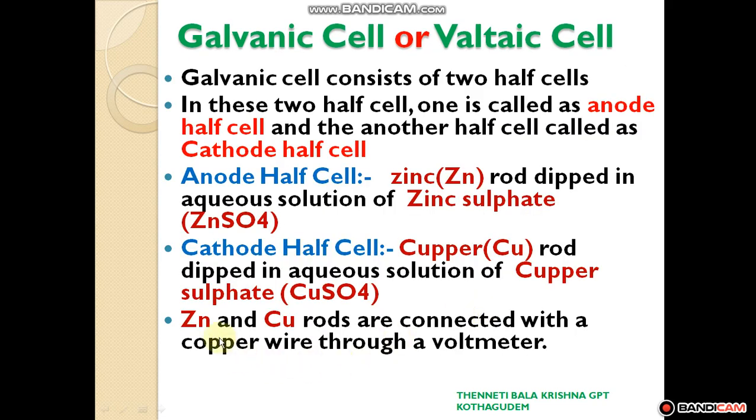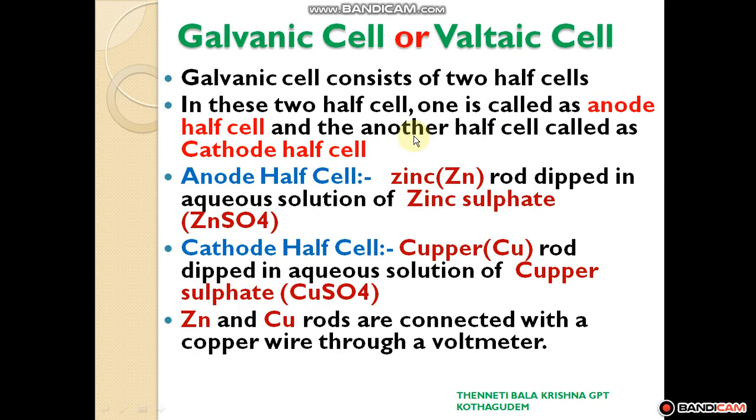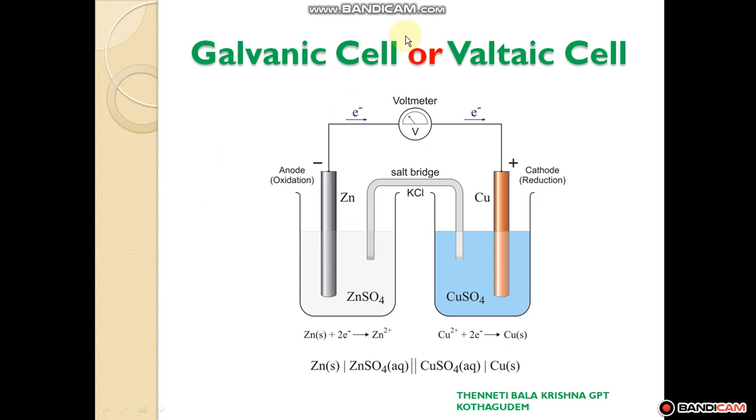Next one, the two metal rods, zinc and copper rods, are connected with a copper wire through the voltmeter. So observe this diagram. This is a zinc metal rod and this is a copper metal rod. Both are connected by the help of copper wire through the voltmeter.